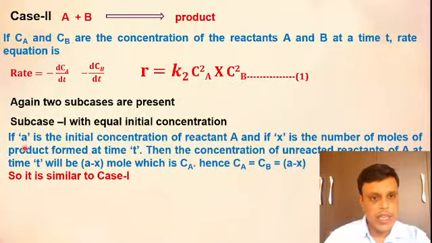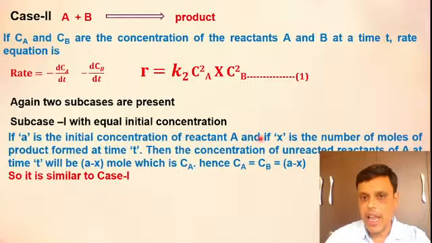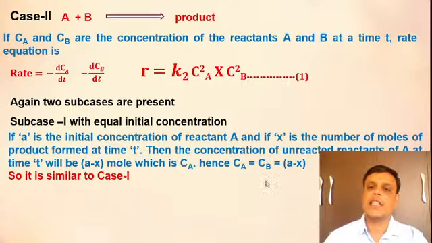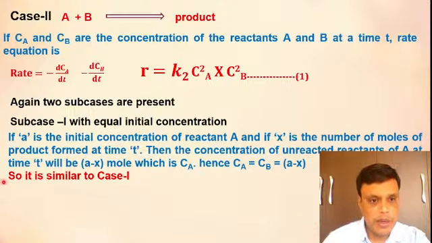Now, if A is the initial concentration of the reactant A and X is the number of moles of the product formed at a time t, then the concentration of unreacted reactant A at a time t will be A minus X mole, which is nothing but the Ca. And here we have taken Ca is equal to Cb, because दोनों का initial concentration क्या है? Same है. So Ca is equal to Cb will become A minus X. अगर Ca is equal to Cb है और इसका concentration A minus X है, so it is similar to the case 1.